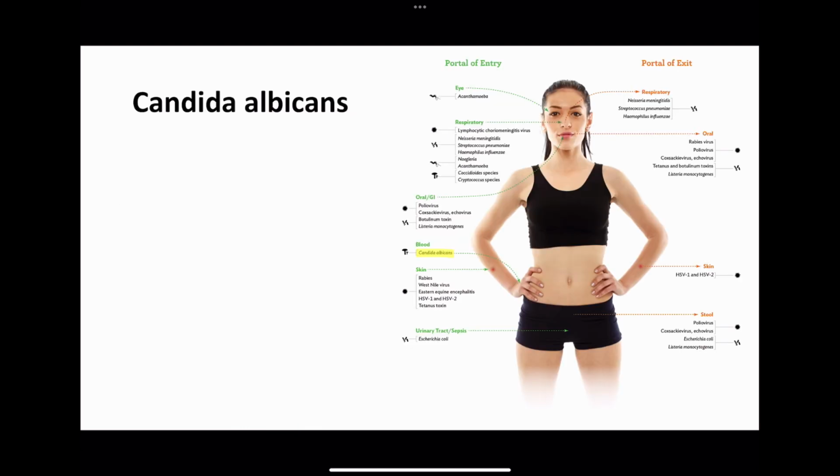Candida albicans is the most common cause of fungal infections of the central nervous system. It is entered into the body by blood. Candida is a dimorphic yeast that is commonly seen in premature newborns.